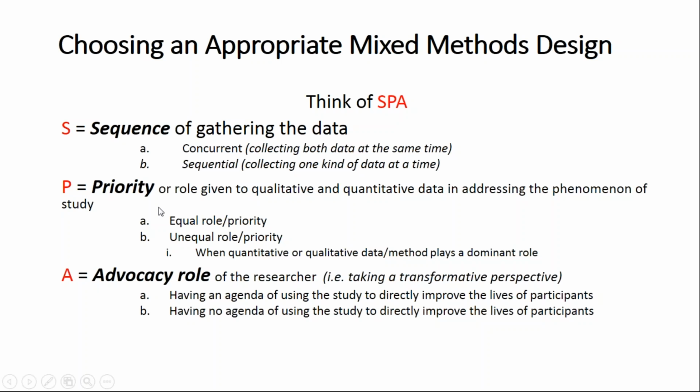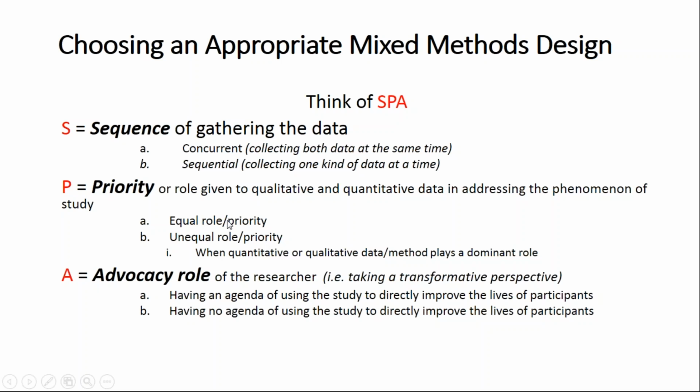So in your case, you think about the phenomenon that you want to study. Which approach, or which kind of data, will address a huge part of the phenomenon, and which one will be providing a supportive role? If one will be providing a supportive role, then it's called unequal role. So your data or your methods are playing an equal role, right?